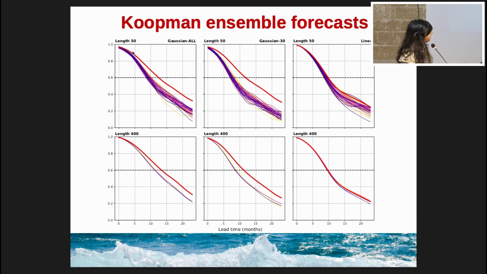This does not happen when we are using the linear kernel, or it's happening on a much lower scale. When we are using very short linear Koopman operators, there is an improvement by using the ensemble mean anyway, because 50 years is not enough for getting an answer, not even with a linear model. But when we are using 400 years of data, taking an ensemble makes nothing for the linear case because they are very robust, while it still makes a difference when we are using the Gaussian kernel.